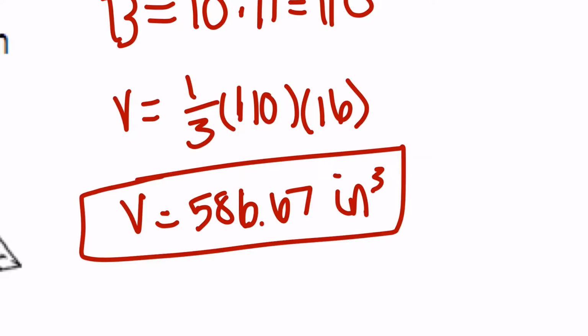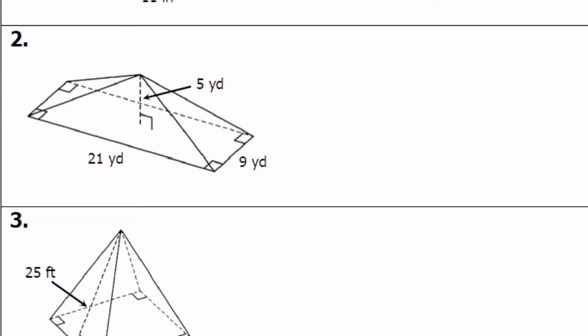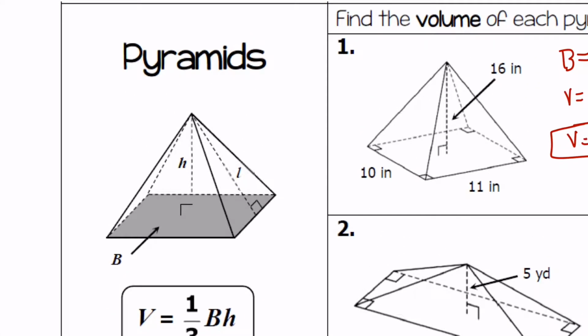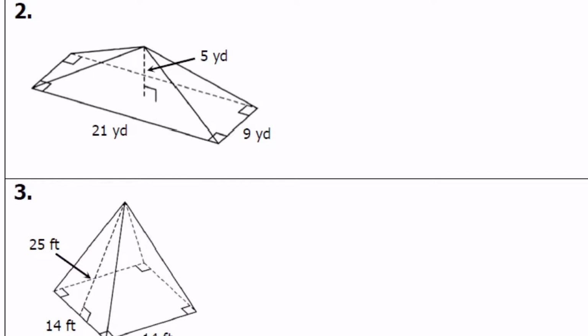So again, you've got to find the area of the base, then take that times 1/3 times the height. Remember, the height on a pyramid is from the point in the middle down to the middle of the base, or down to the base. Okay.